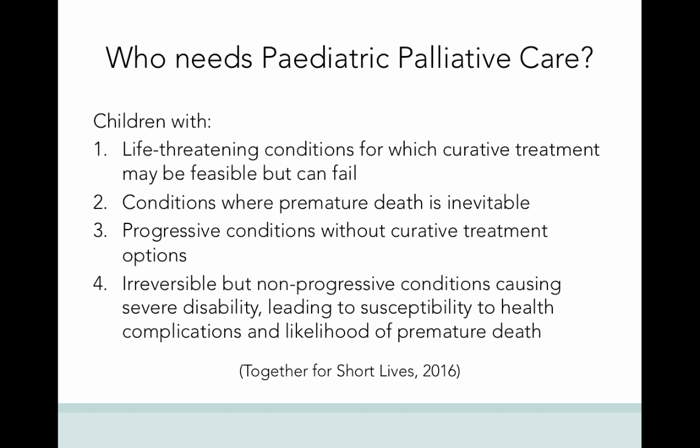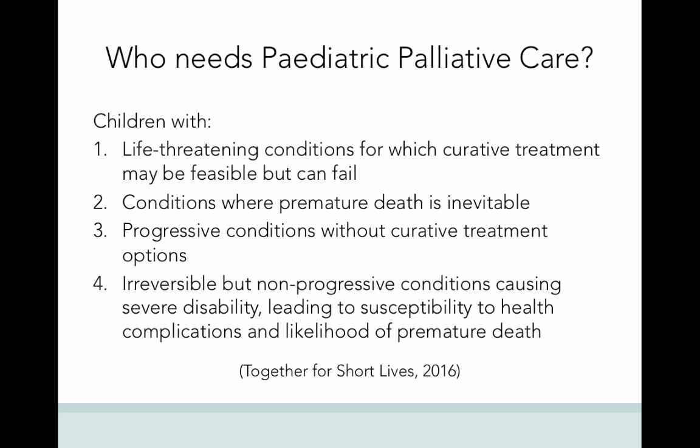The second looks at conditions where premature death is inevitable, as in cystic fibrosis or Duchenne muscular dystrophy. Here, palliative treatment can be and is often included from the outset, in combination with intensive treatment aimed at prolonging life and maximising participation. The third category relates to progressive conditions without curative treatment options. Here, palliative treatment is the only option and may commonly extend over many years.